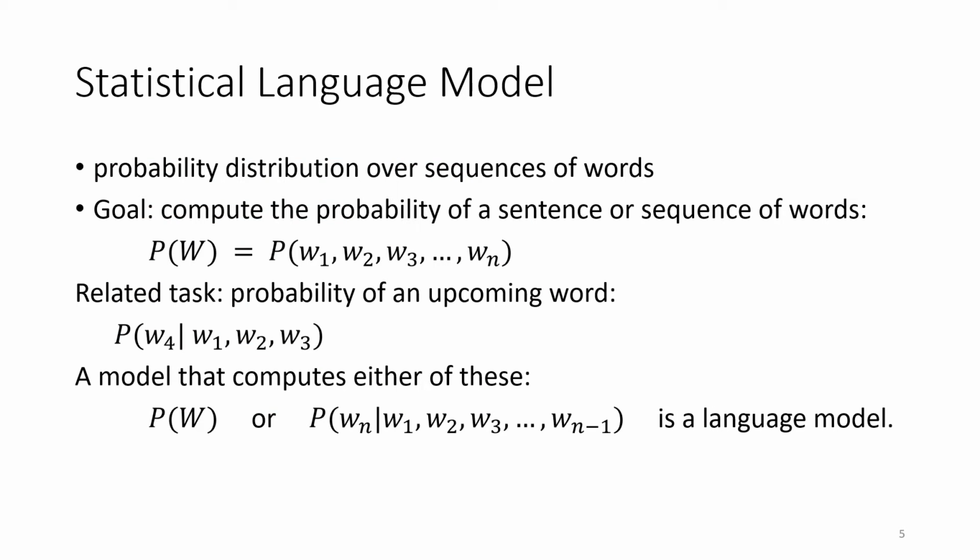The definition of a statistical language model is that it is a probability distribution over sequences of words. So our goal is to compute the probability of a sentence or a sequence of words. A task that is closely related to this one is to calculate the probability of an upcoming word. For example, if we have a sequence of 3 words, we can calculate the probability of the next word given this sequence of 3 words. And the model that computes either of these, whether it be the probability of a sentence or the probability of a next word given a sequence of words, is called a language model.